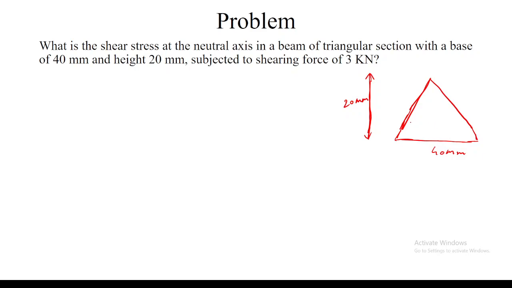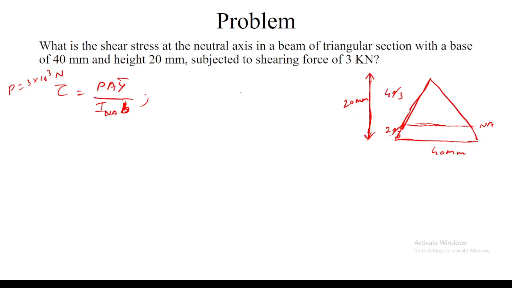Okay, where the neutral axis will be located, it will be at a distance of h by 3 from the base, right? Yes, sir. So this will be 20 by 3 and this will be 40 by 3. So you need to find out the shear stress at this neutral axis. Same formula, sir. Yes, same formula. So PA Y bar divided by INA into B. Here again, we will write each term separately. P is nothing but 3 kilonewtons, so P is equal to 3 into 10 to the power of 3 newtons.